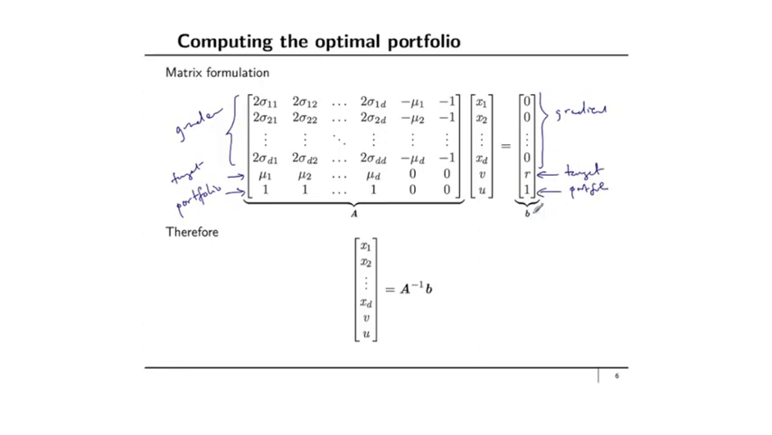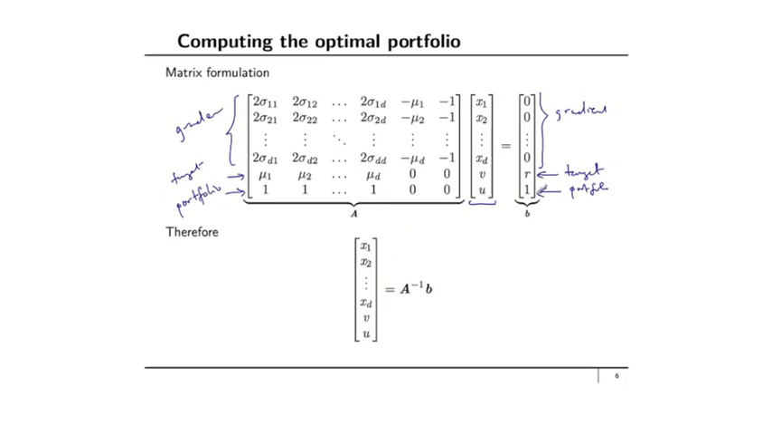So that's some vector B. I'm just calling this matrix A. And simple linear algebra tells me that if I take all of these portfolios, this vector, I can compute it by simply taking the inverse of A and multiplying it to this vector B. Done.